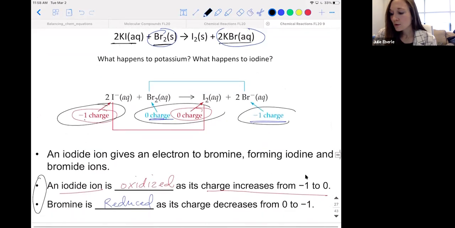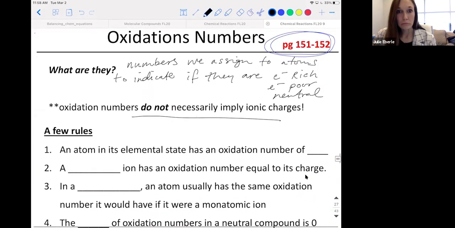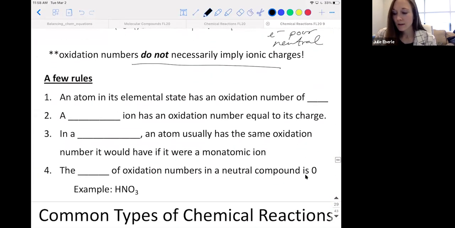And here are the rules. If you ever have a question on what number to give what element: rule number 1, an atom in its elemental state by itself, not in a compound, has an oxidation number of 0. And that's what we've been doing with copper. When it's by itself, we give it 0.